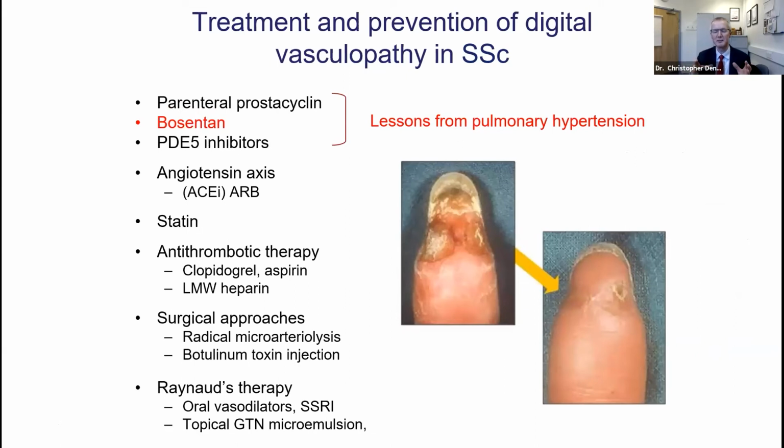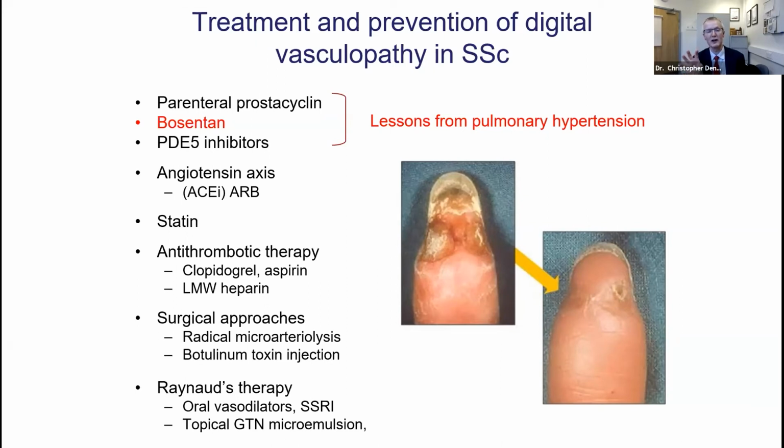But Raynaud's, as I said, is part of the systemic vasculopathy of our patients. I really wanted to move on to talk a little bit about managing the digital vasculopathy of systemic sclerosis, because this is really what's troubling our patients. It's not just the Raynaud's phenomenon, but the complications of Raynaud's phenomenon, in particular digital ulcer disease. And this has been another area of progress over the last few years for our patients, because we've been able to learn from the progress, particularly in management of pulmonary hypertension, to better manage the vasculopathy of systemic sclerosis in the peripheral circulation.